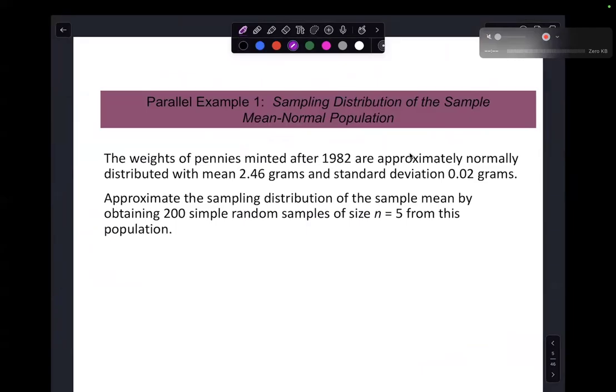So I took 200 simple random samples of size 5 from a population of pennies that are minted after 1982. The average weight of all pennies in the population is 2.46 grams, and the standard deviation is 0.02. So I'm taking all of these samples and finding the average in each sample. Every 5 pennies I grab, I find the average weight of those pennies. I throw them back into my population, take 5 more, find the average of those, and I did that 200 times.